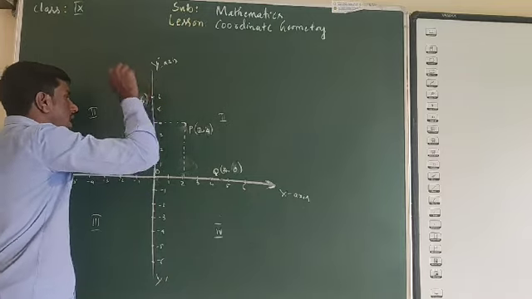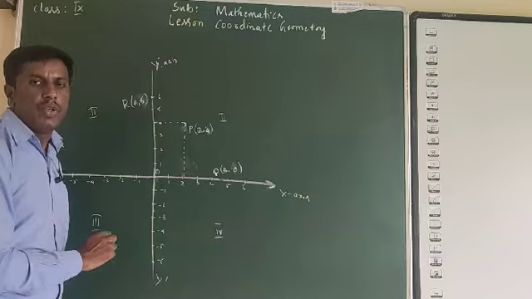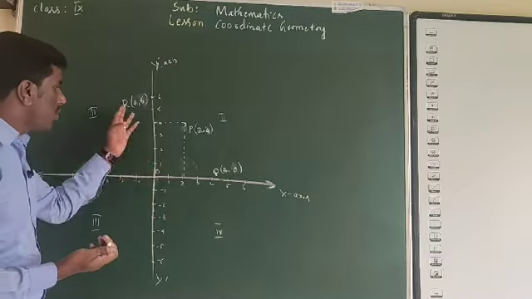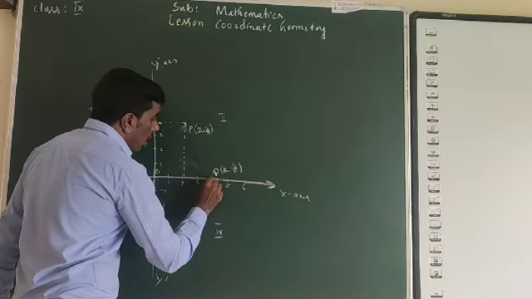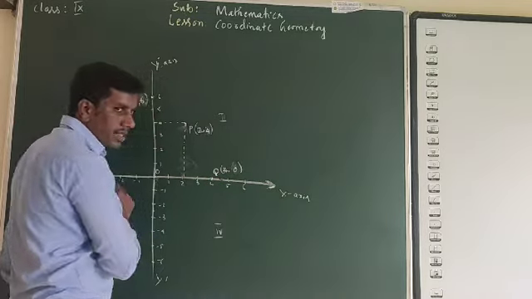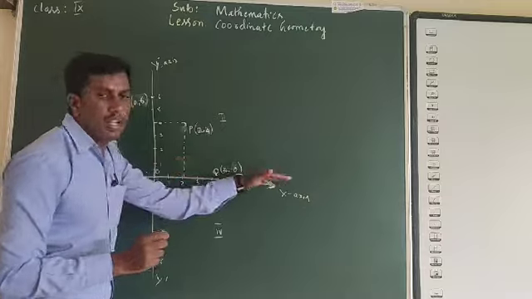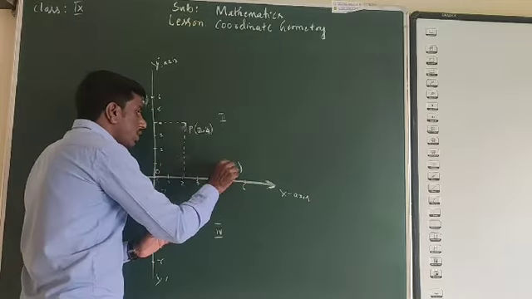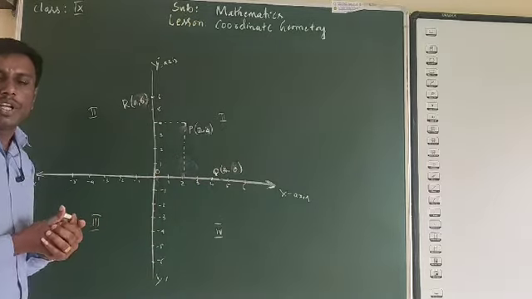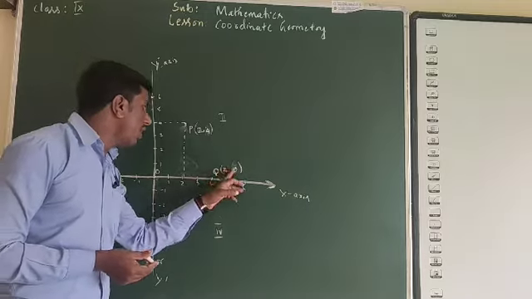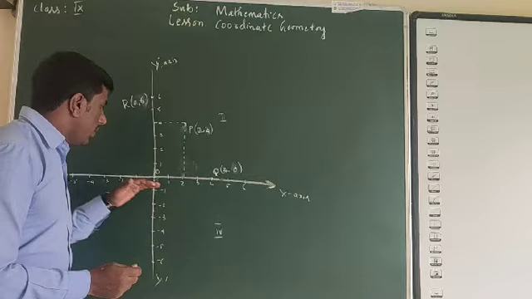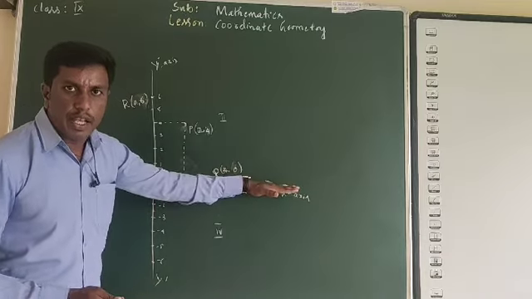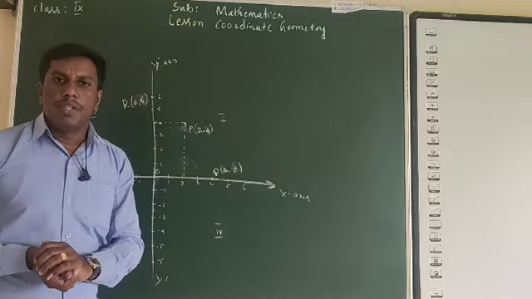If the point will be on the y-axis. So what is understood from these 2 points? You can observe that if the point lies on the x-axis, the y coordinate will be 0. If the point lies on the x-axis, the ordinate will be 0.